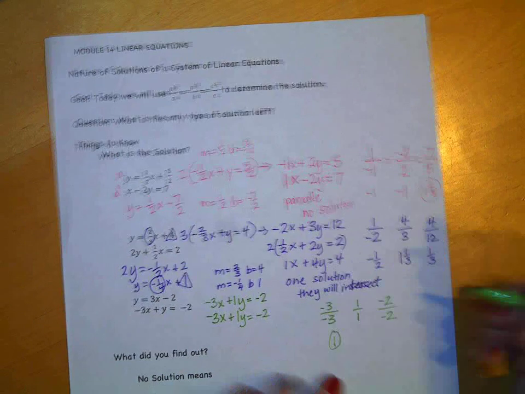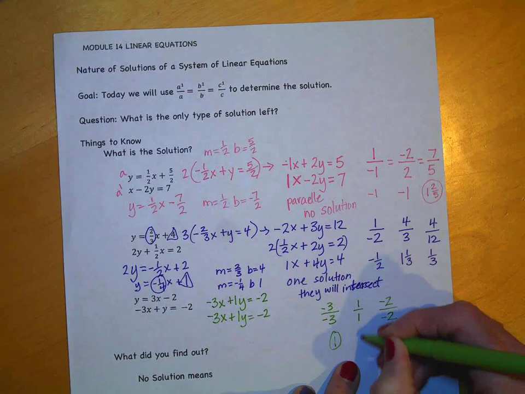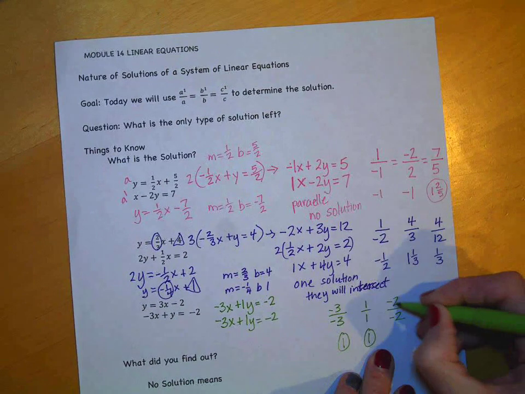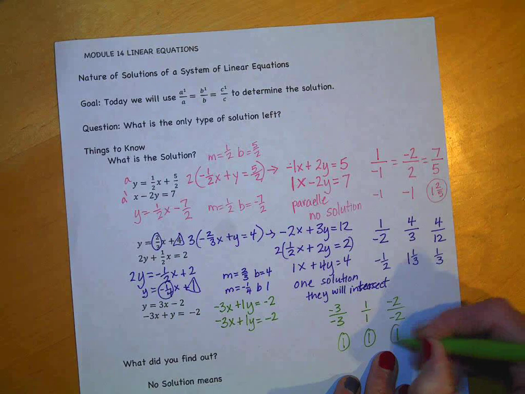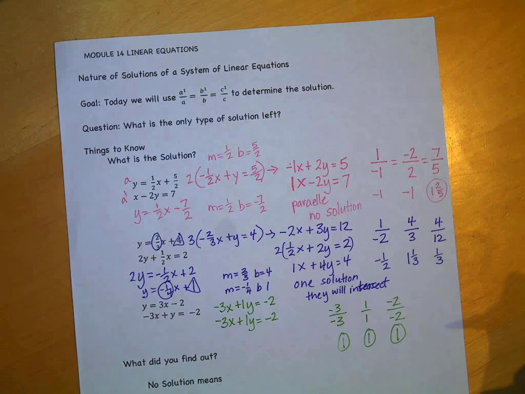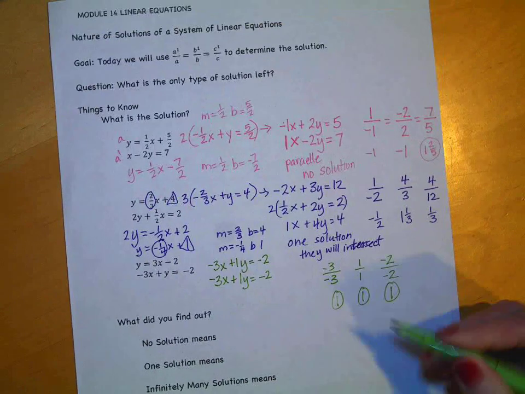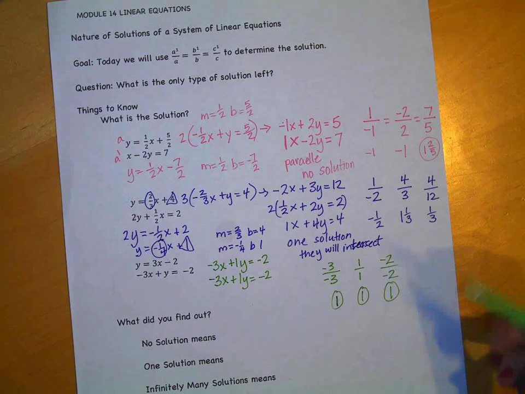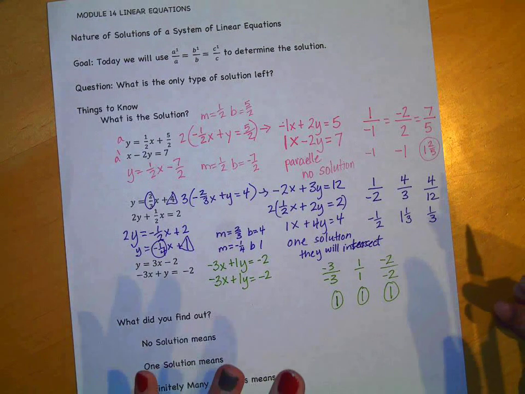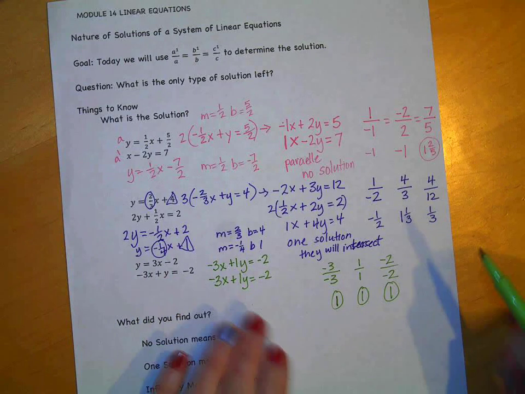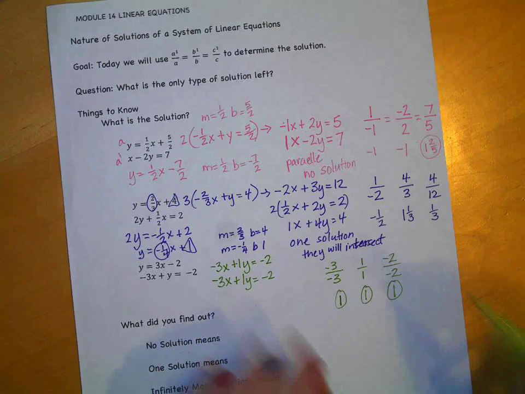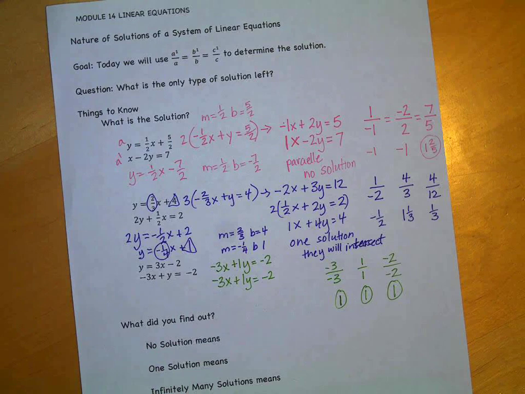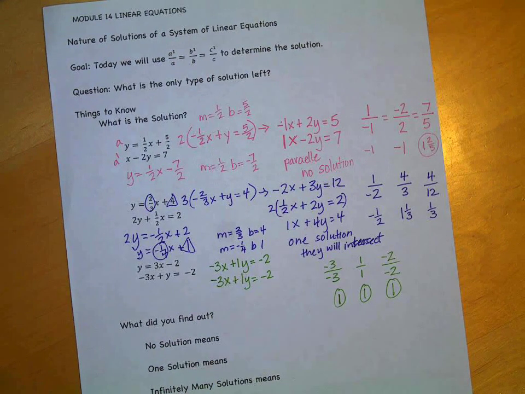Okay, negative 3 divided by negative 3 is a 1. So 1 divided by 1 is a 1. Negative 2 divided by negative 2 is a 1. Aha! All three of them are the same. So because all three of them are the same, we could pick any number for the x and the y, and you're going to come out with the exact same answer. Okay? So let's try it.